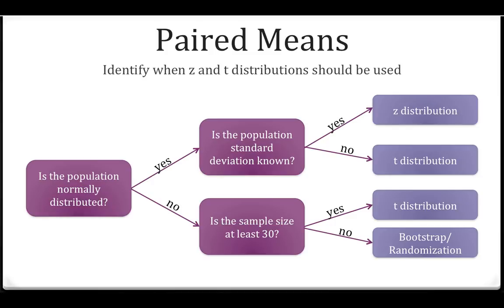In terms of whether we should use the z-distribution, t-distribution, or bootstrapping randomization methods, it's the same flowchart, except now, instead of looking at whether the population is normally distributed, what we're really asking is, is the population of differences normally distributed? And in terms of the population standard deviation, it's the standard deviation of differences in the population.